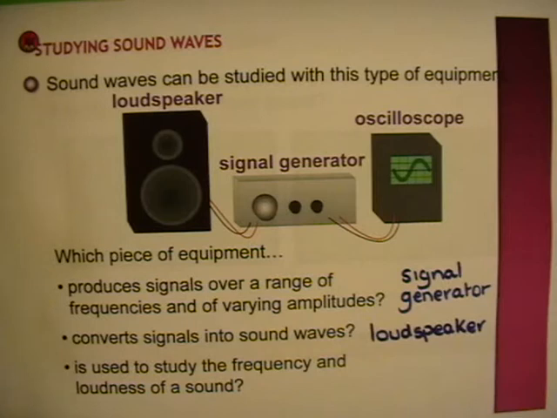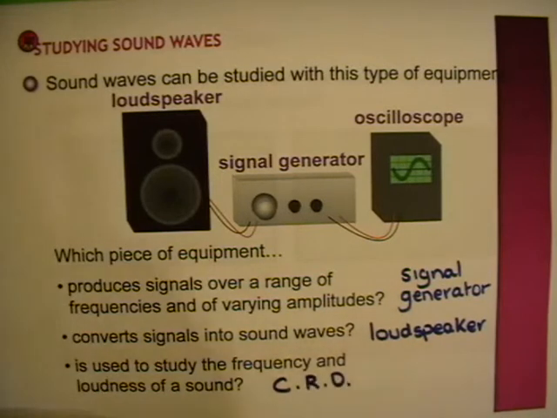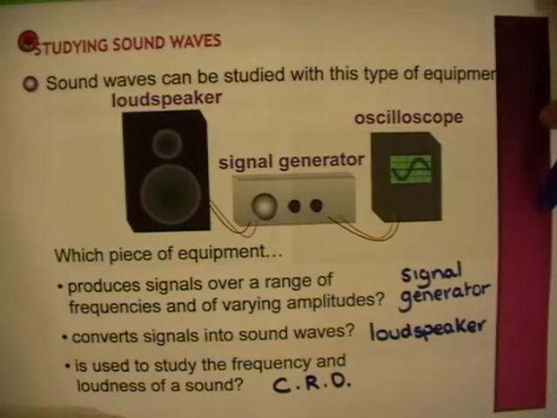And if we wanted to look at the shape of those waves and study the frequency and loudness of the sound, we would use what's called a cathode ray oscilloscope, or very often that's just shortened to oscilloscope, and it's this device here.